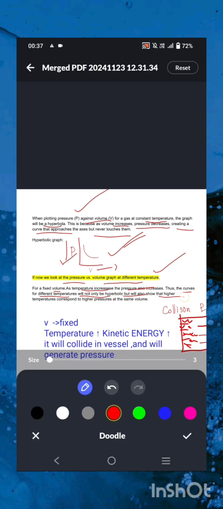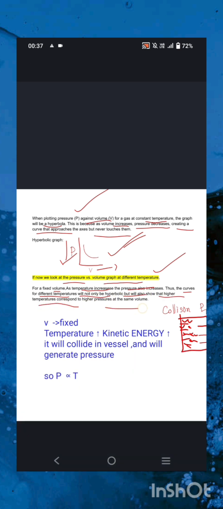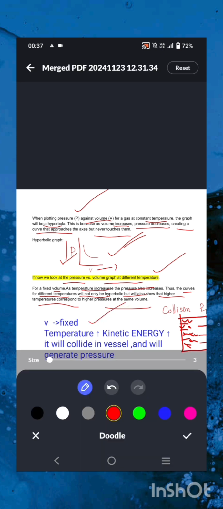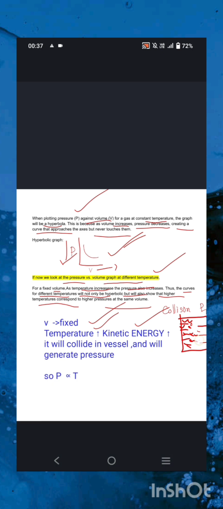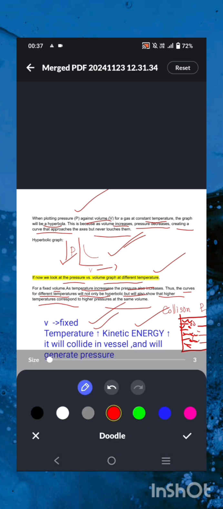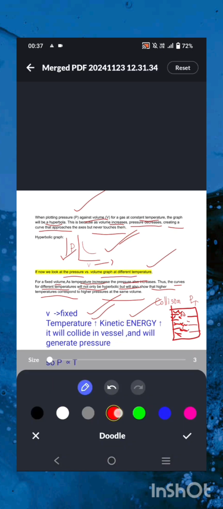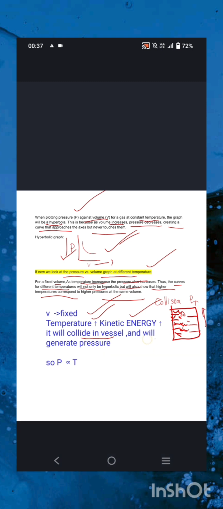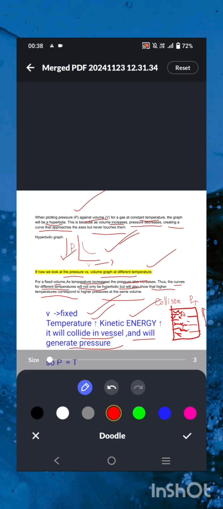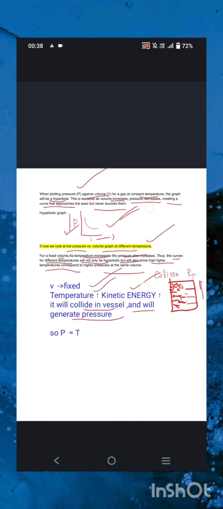Because if V is fixed and temperature increases, kinetic energy will increase too. If kinetic energy increases in a closed vessel, it will generate more pressure because the molecules will collide with the walls of the vessel. That means when temperature increases, pressure will increase too. Therefore, the relation will be P varies T, where P is pressure and T is temperature.